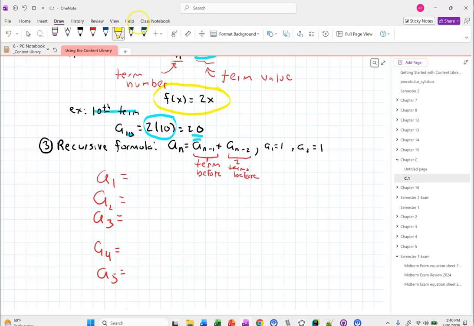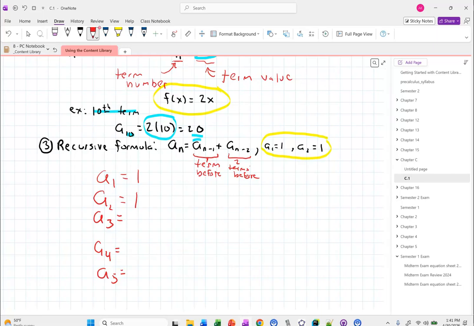And then whenever you list a recursive formula, you need to give a starting location. So if this particular recursive formula requires the previous two terms, my starting values have to include two terms, right? The first two terms. If my recursive formula only included one previous term, then I could just start with the first term, but I have to give it starting values. So we're told here the first term is 1 and the second term is 1.